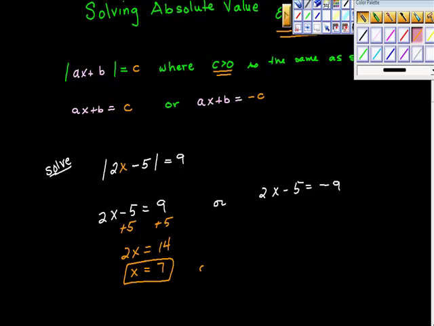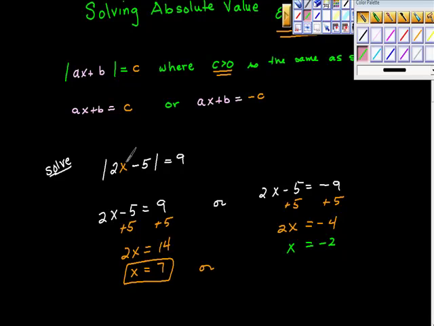So, x is 7, or what else could be true here? So we're going to add positive 5 to both sides again. Positive 5 here, positive 5 here. 2x is equal to negative 2. Oh, that's stupid. Sorry, you guys. 2x is equal to negative 4, right? Wow, that was really bad. Going to divide both sides by 2, and we get x is equal to negative 2.